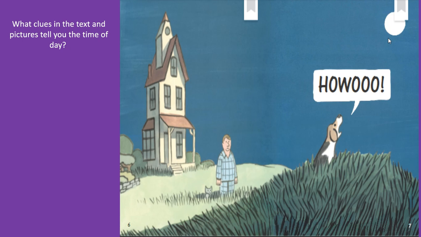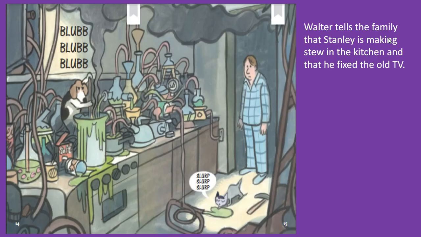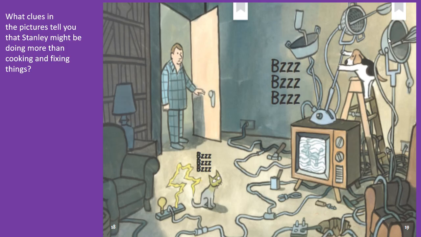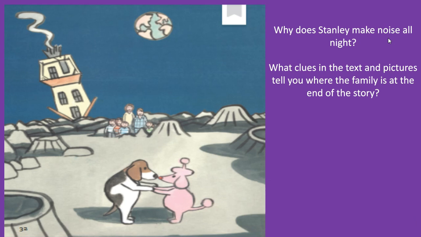Here's the first one. What clues in the text and pictures tell you the time of day? Walter tells the family that Stanley is making stew in the kitchen and that he fixed the old TV. What clues in the pictures tell you that Stanley might be doing more than cooking and fixing things? And why does Stanley make noise all night? What clues in the text and pictures tell you where the family is at the end of the story?